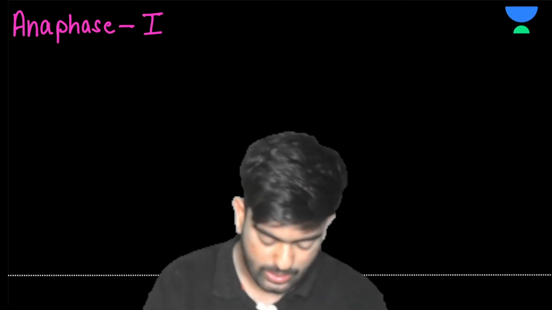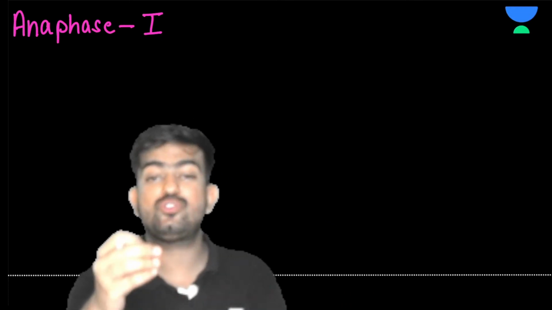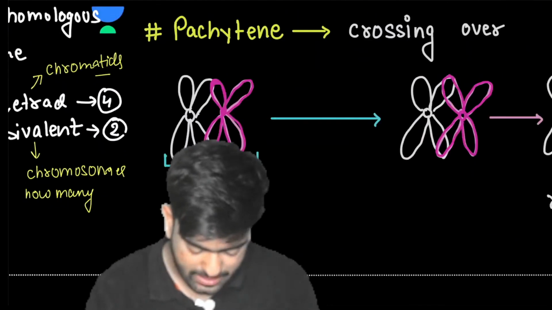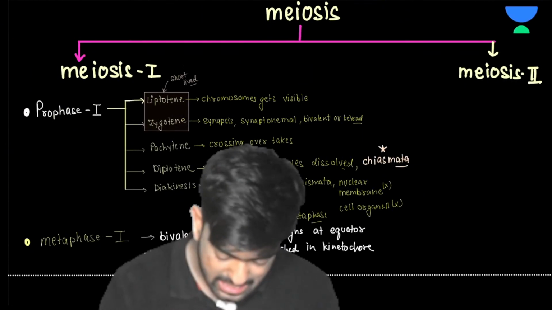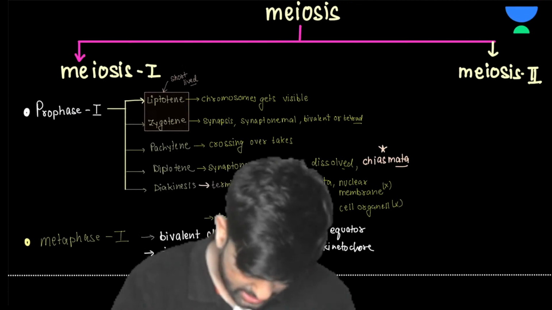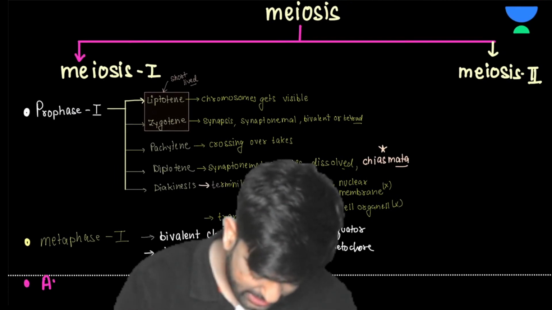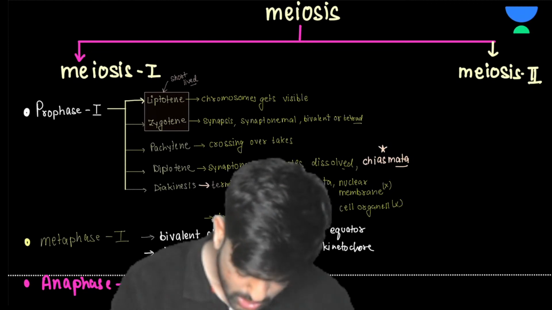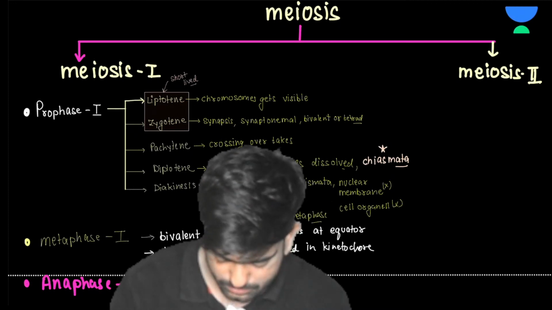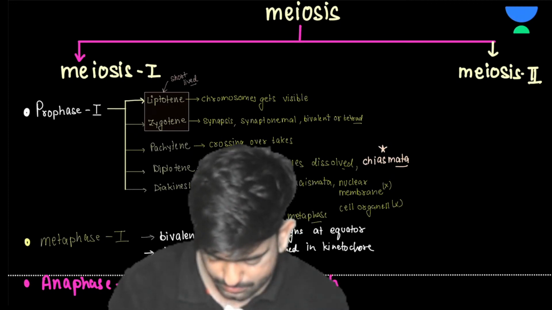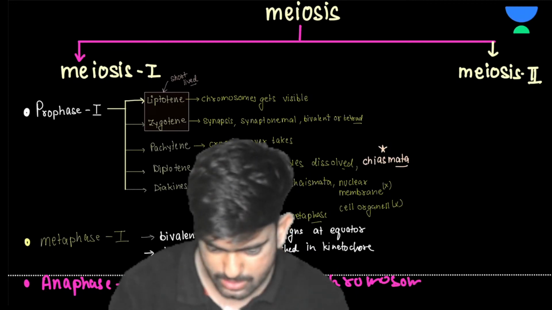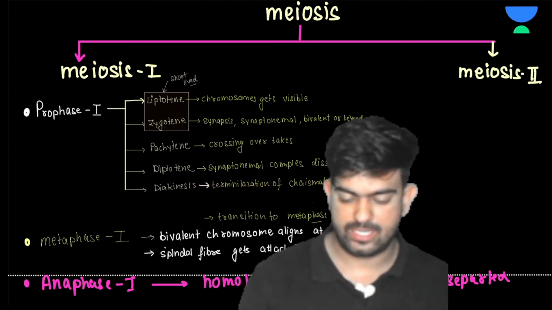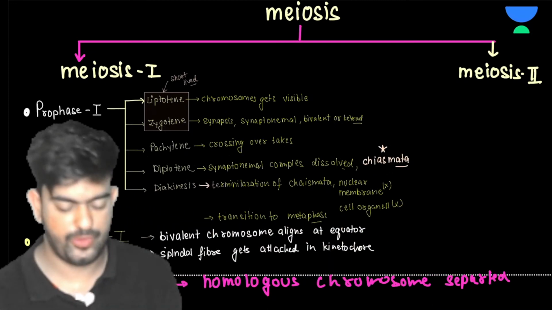So in anaphase 1, what is going to happen? Homologous chromosome separation is going to happen. So let me write here. I'll write here only. Anaphase 1. What is going to happen, sir? Homologous chromosomes separated. See, can you see this? Homologous chromosomes separated. How, sir?